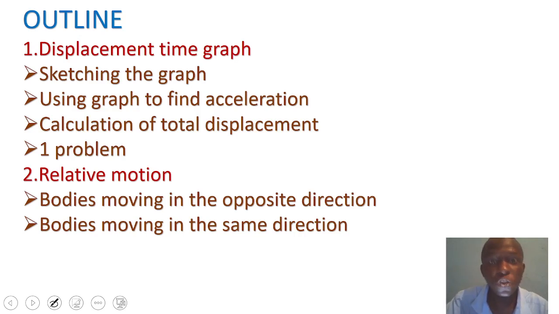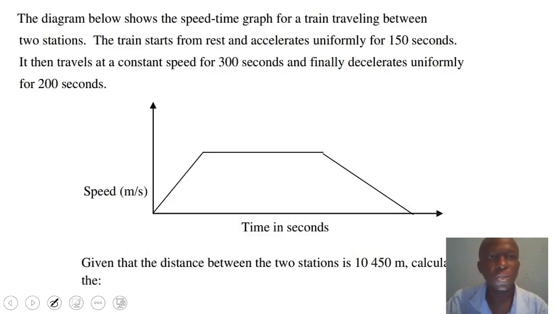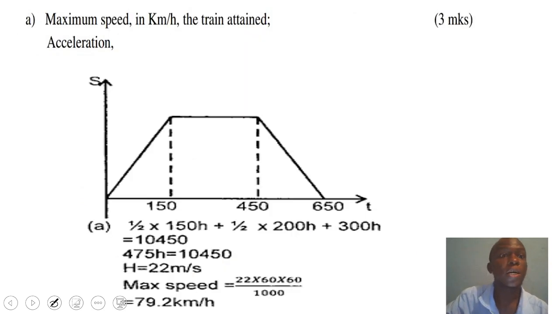So let us go to our first problem. The question reads, the diagram below shows the speed time graph for a train traveling between two stations. The train starts from rest and accelerates uniformly for 150 seconds. It then travels at a constant speed for 300 seconds and finally decelerates uniformly for 200 seconds. Given that the distance between the two stations is 10,450 meters, calculate the maximum speed in kilometers per hour the train attained.